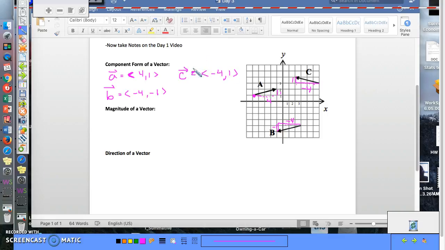So the magnitude, this is another word for the length. So what theorem can we do? We can do the Pythagorean theorem. All of these are the same, so we can just do 4 squared plus 1 squared equals c squared. So 16 plus 1, so the magnitude is the square root of 17.